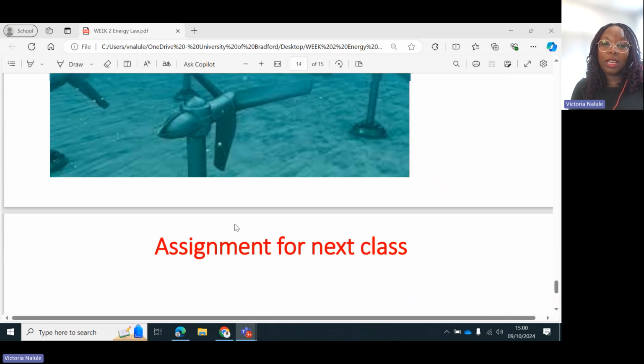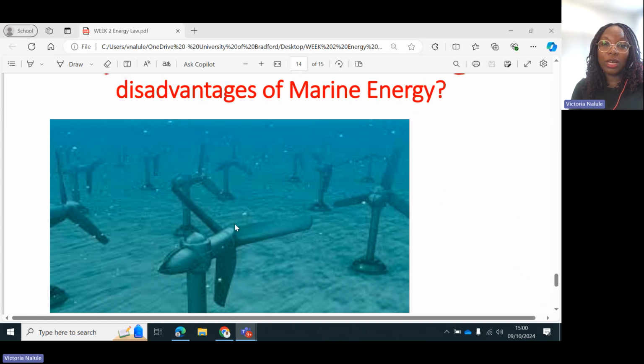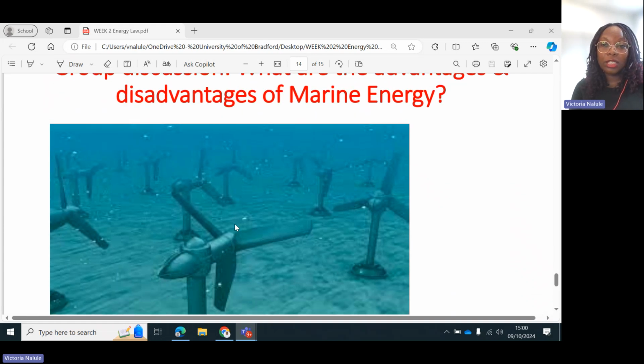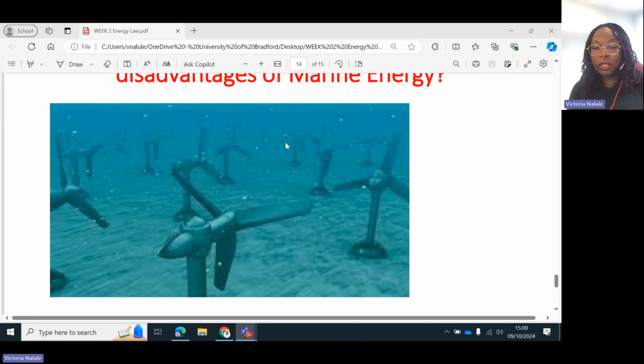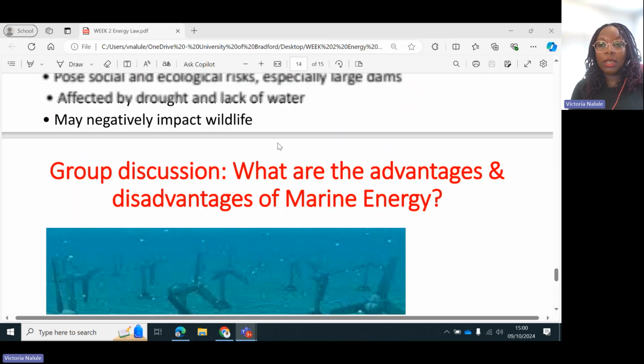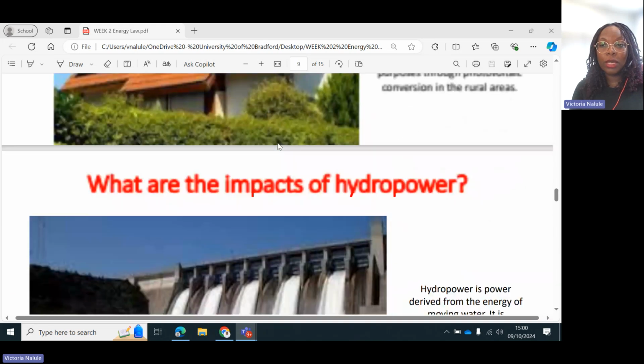So in your free time, I would like you to look at the advantages and disadvantages associated with marine energy. Do you think marine energy is also a type of energy that countries should explore, and which countries right now are embracing marine energy? So that is it about renewable energy and the different types of renewable energy.